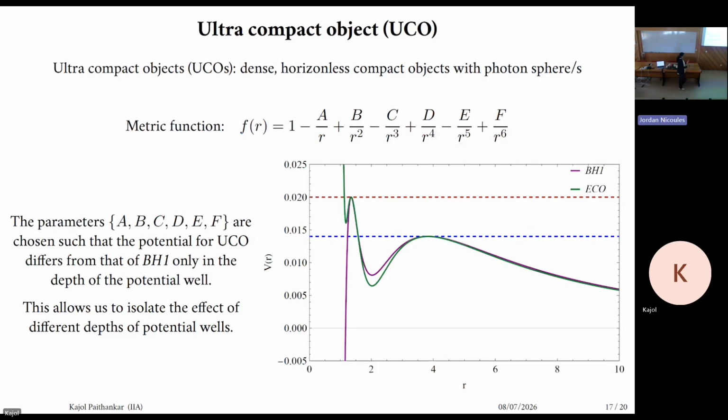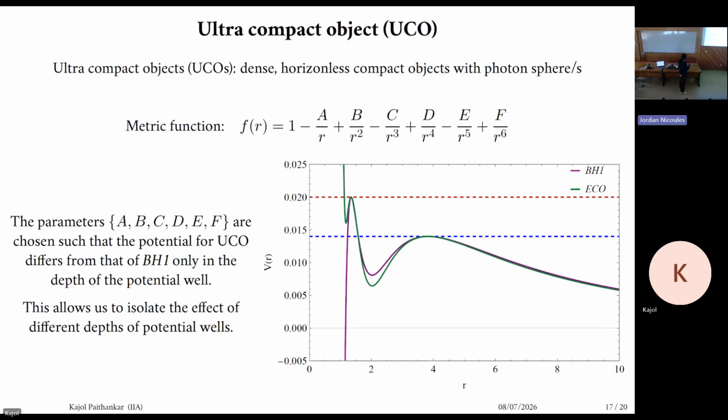We were more interested in the potential structure rather than what object it is. So we just have some 6 parameters because this allows me to fix the values of the 3 photon spheres. So I can make them exactly the same as those of one of the black holes. And then I can fix the magnitude of the potential and make it the same as black hole 1. And the only change compared to black hole 1 here is then the depth of the potential. All the 3 values of photon sphere radius are the same and even the magnitude of the potential is the same. So the only difference compared to black hole 1 will come from the depth of the potential well and not from any other scenario.